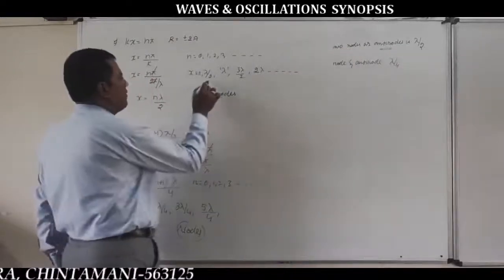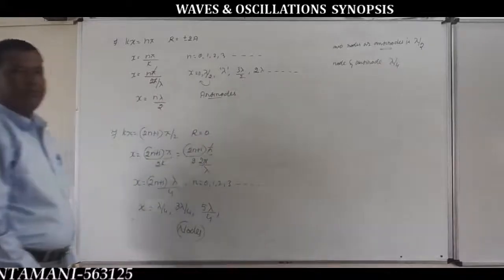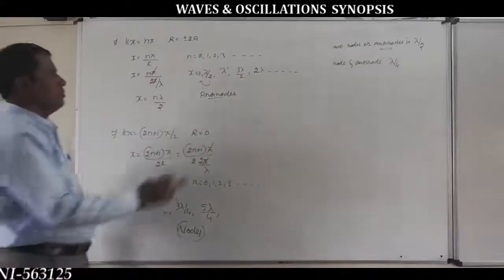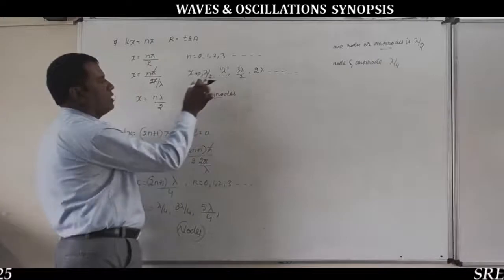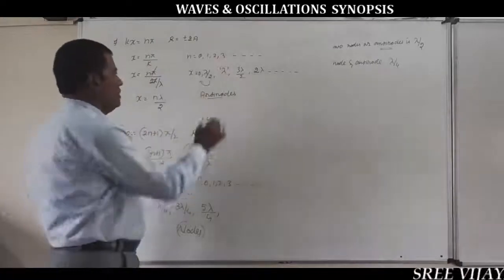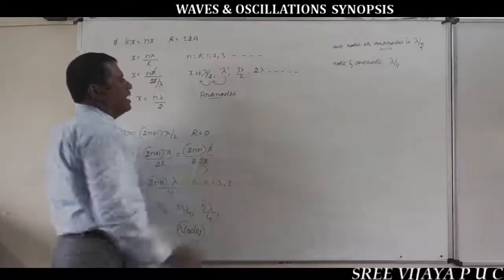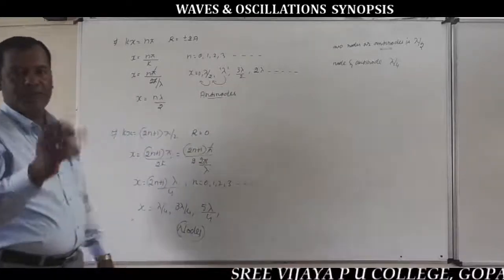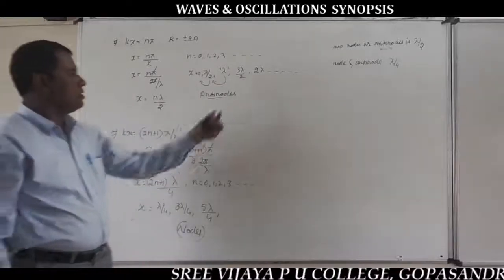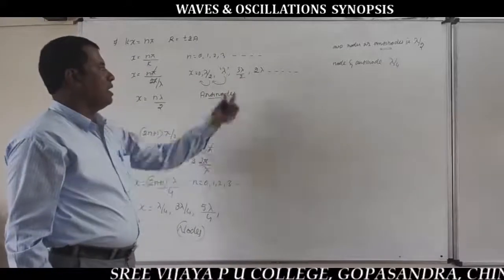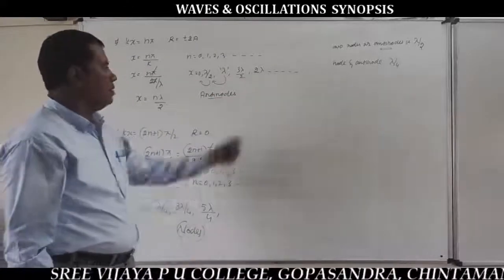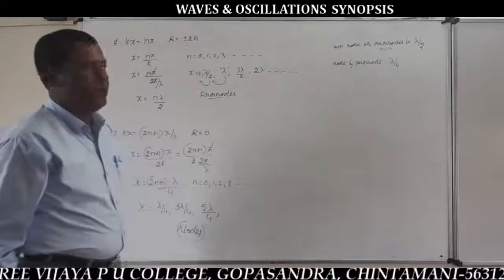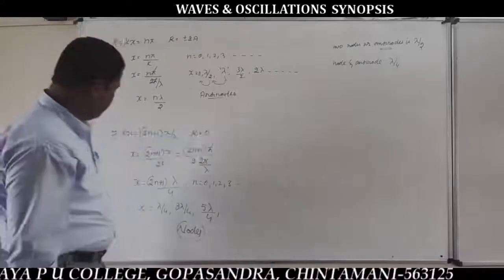Now we just consider the difference between these two. X is equal to 0 and lambda by 2. You will get lambda by 2. That is distance between two antinodes. Or you take the difference between lambda and lambda by 2. You get once again lambda by 2. That is the distance between two consecutive antinodes. 3 lambda by 2 minus lambda. You will get lambda by 2. 2 lambda minus 3 lambda by 2. Once again you will get lambda by 2.